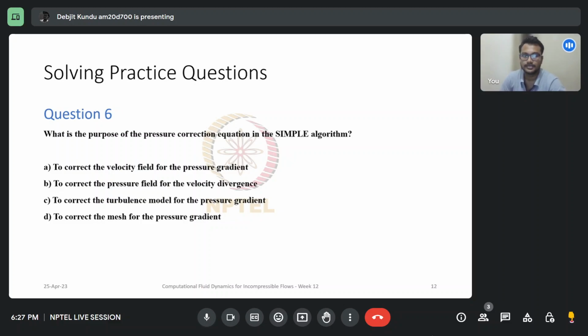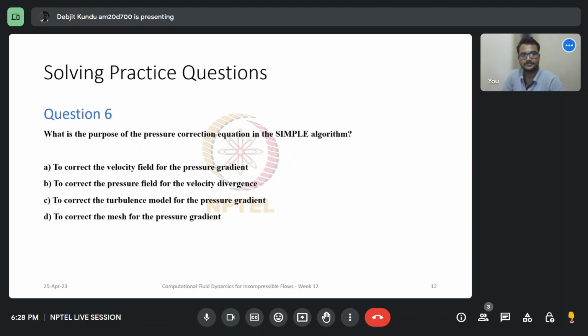Is it option A, to correct the velocity field for the pressure gradient? Option B, to correct the pressure field for the velocity divergence? Option C, to correct the turbulence model for the pressure gradient? Or is it option D, to correct the mesh for the pressure gradient? Read the question carefully and try to figure out the correct answer.